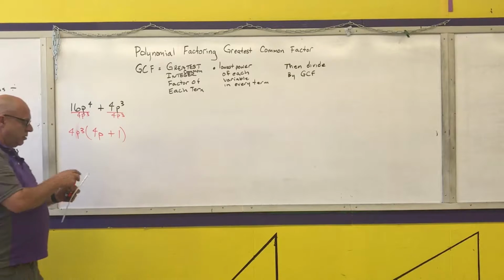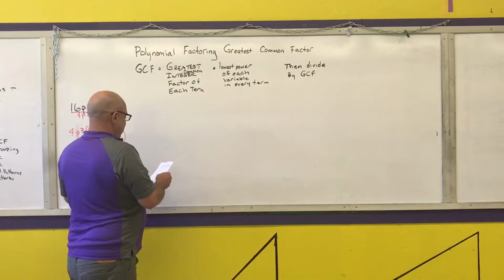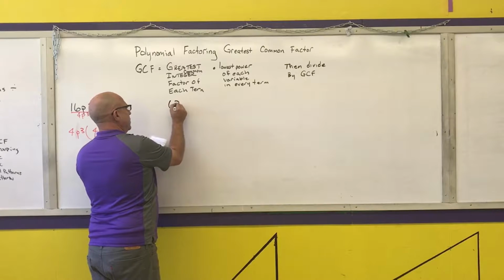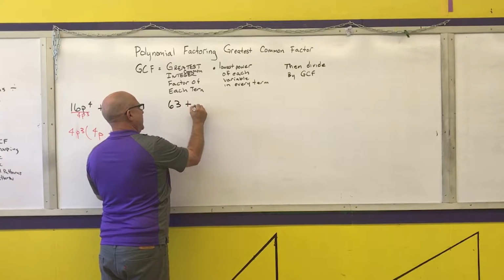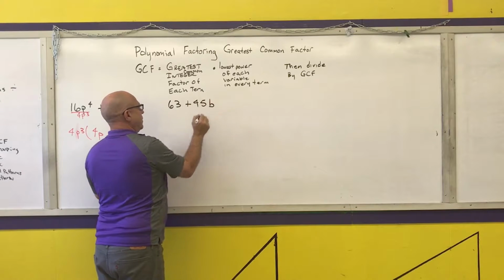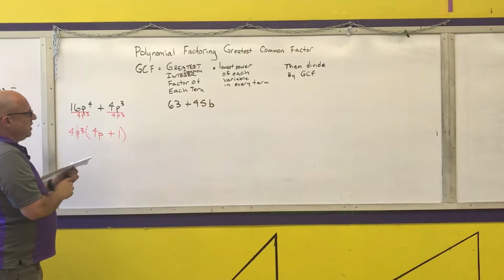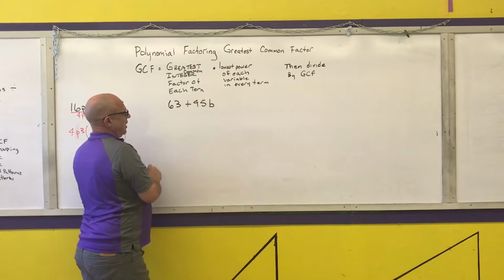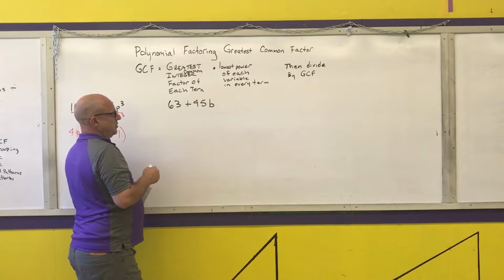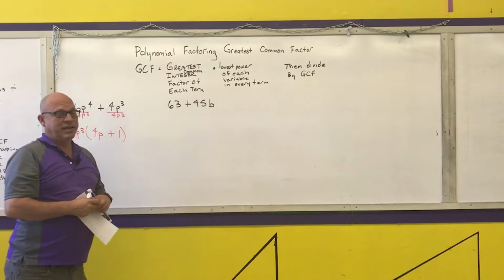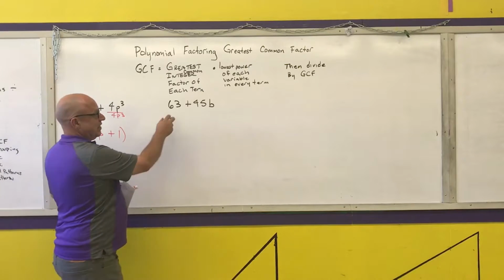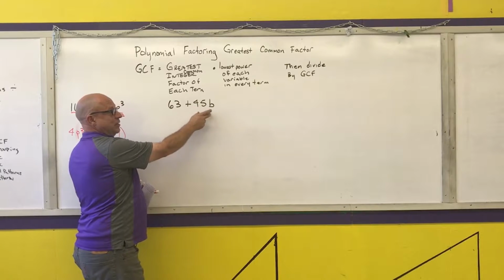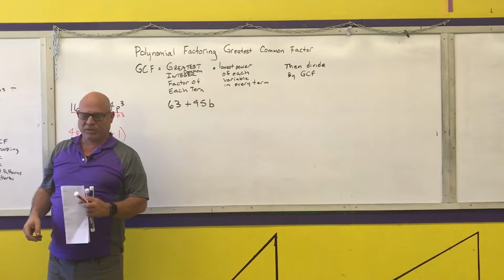Next one, 63 plus 45b. Step one, find the biggest number that goes into both 63 and 45. 9 goes into 63 and 9 goes into 45. The way I know that is I add these digits. 6 plus 3 is 9, divisible by 9. 5 plus 4 is 9, divisible by 9. Or I remember it from my multiplication tables.